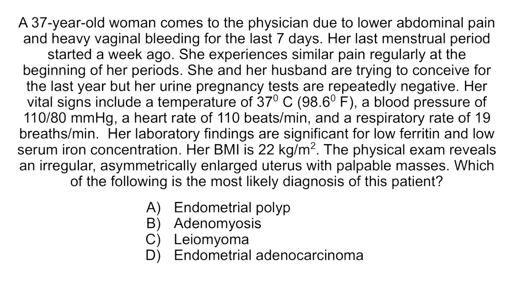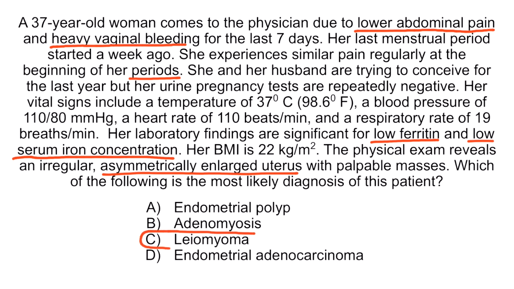So this patient presents with heavy menstrual bleeding and regular lower abdominal pain during her periods. Her slight tachycardia and her high range of normal respiratory rate, low ferritin, and low serum iron concentration can be explained by iron deficiency anemia due to heavy bleeding. And on that physical exam, the uterus was enlarged but asymmetric, it had masses, it was irregular. That's classic for leiomyomas, also known as fibroids. Therefore, the correct answer is option C.